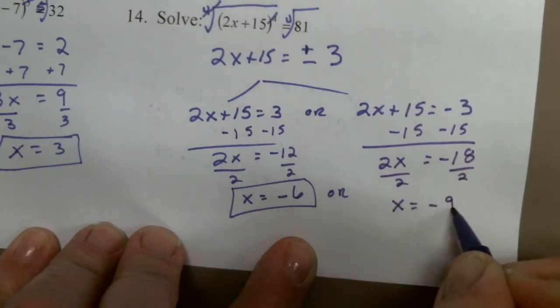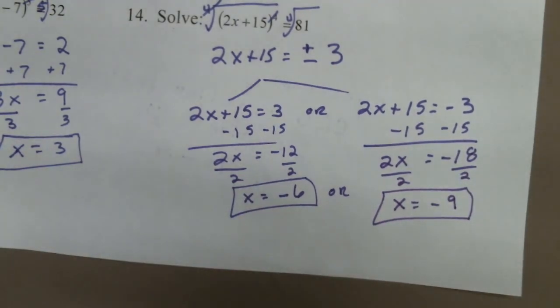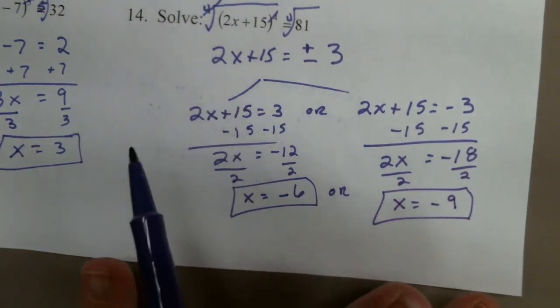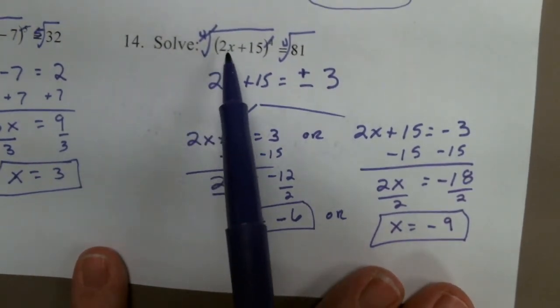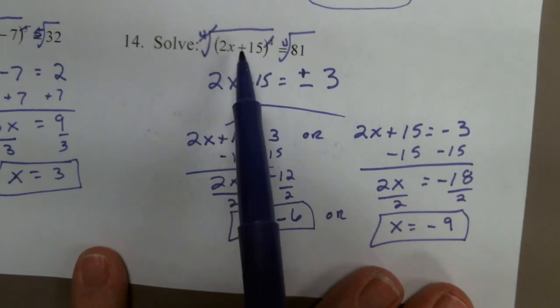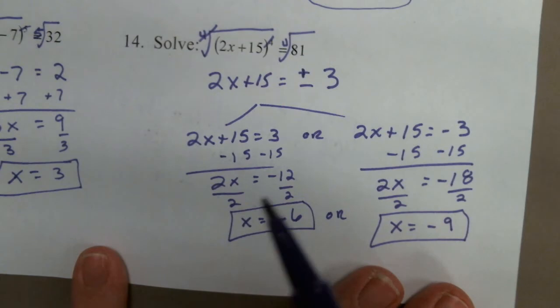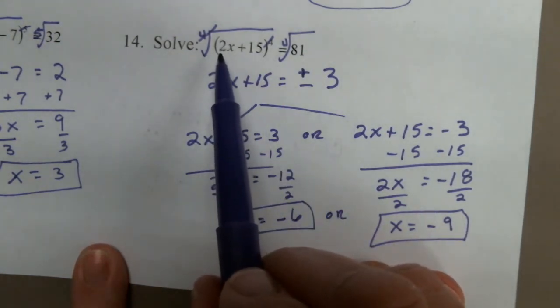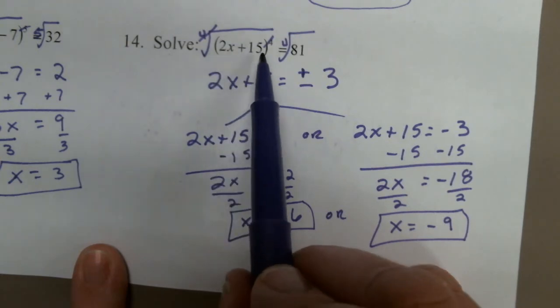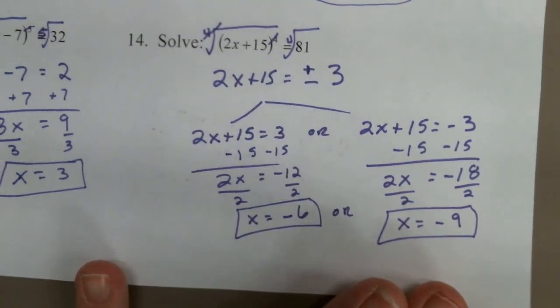X equals negative 9. All right, and to be perfectly sure they work, try both of them in the equation. We'll try negative 6 first. 2 times negative 6 is negative 12. Negative 12 plus 15 is 3. 3 to the fourth is 81, so that works. Negative 9. Negative 9 times 2 is negative 18. Negative 18 plus 15 gives you negative 3. And negative 3 to the fourth ends up also being positive 81.